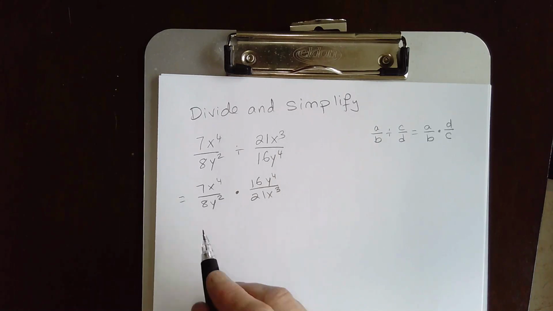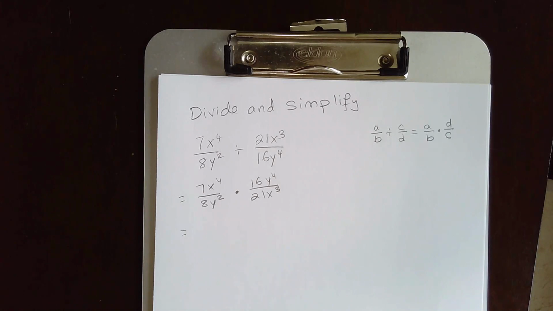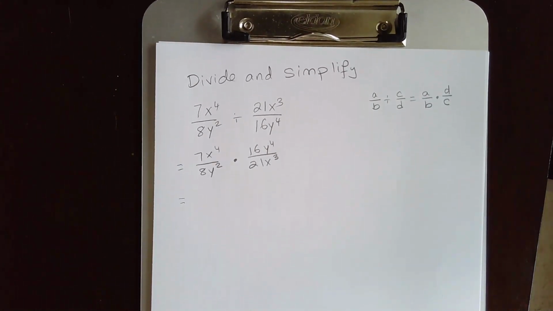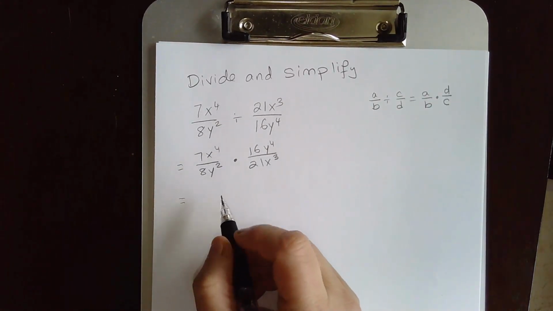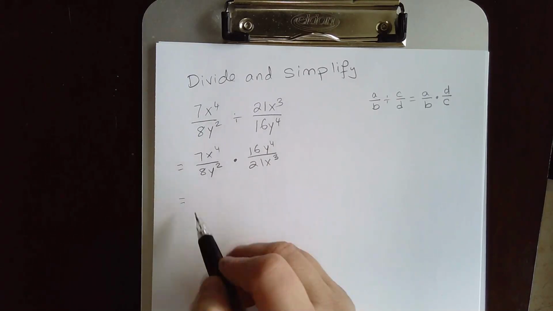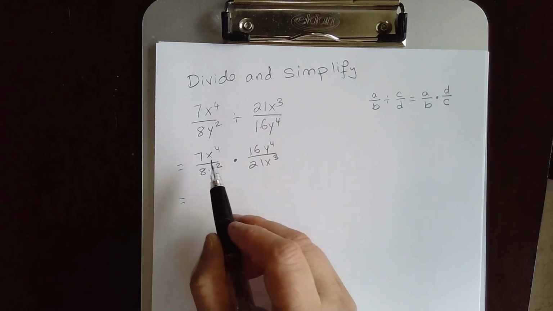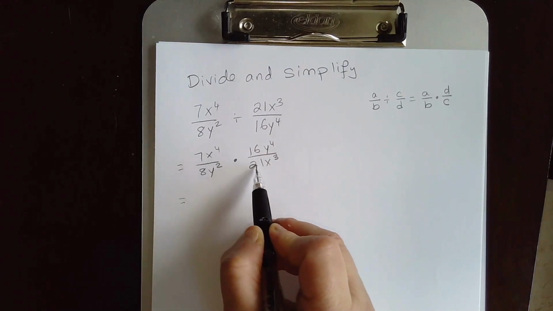Now what we've done before is factor. Here we do not factor. Everything is already in factored form. So the way you can do this is by simplifying any common factors in the numerator and the denominator. So you can simplify 7 and 21, for instance.